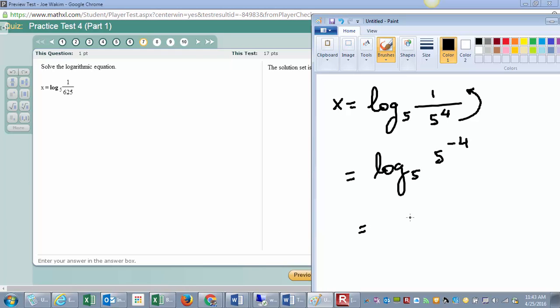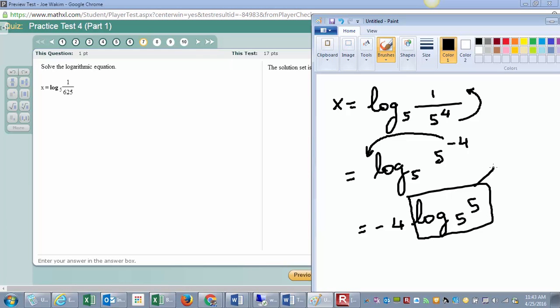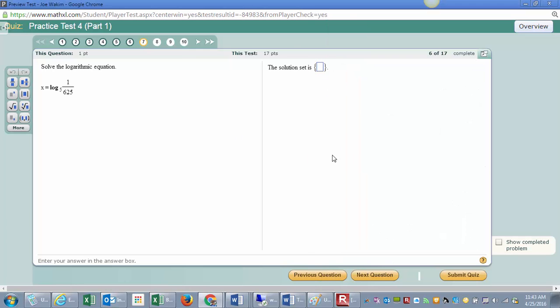We're going to use the power property of log, moving the negative 4 to the front. So that would be negative 4 log 5 base 5. But log of any number with the same base goes to 1. And 1 times negative 4 is negative 4. So all we have is negative 4.